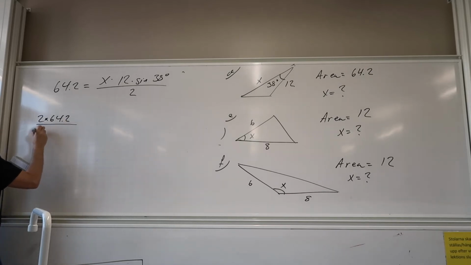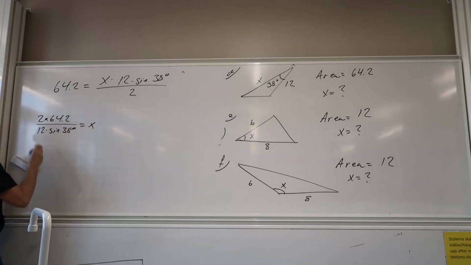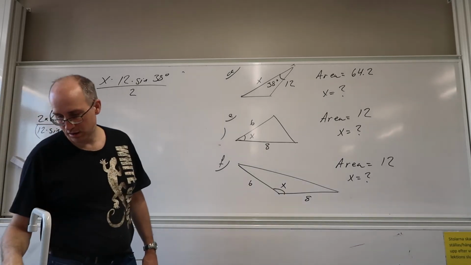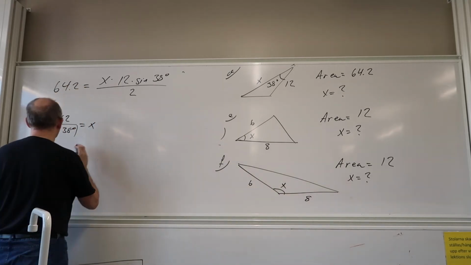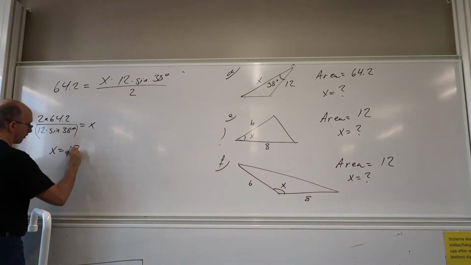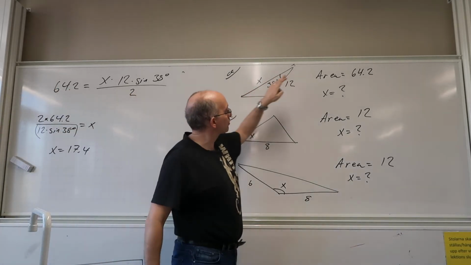divided by 12 times sin 38 degrees equals x. Don't forget the bracket when you punch that. And I got 17.4. So that's the length of that. It looks reasonable.